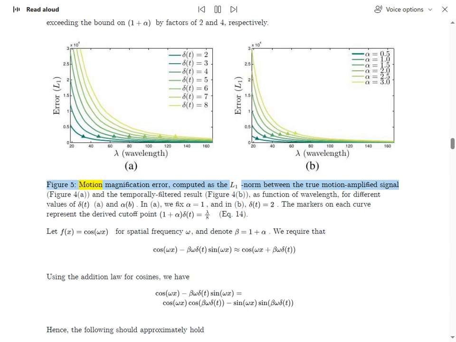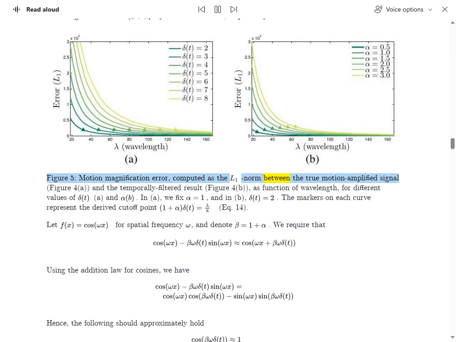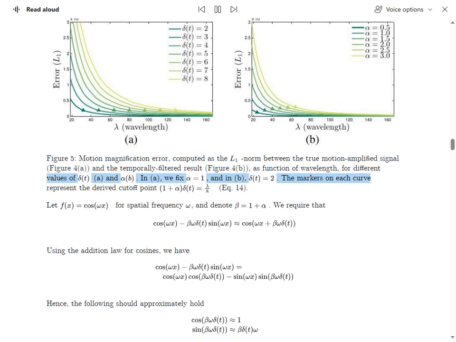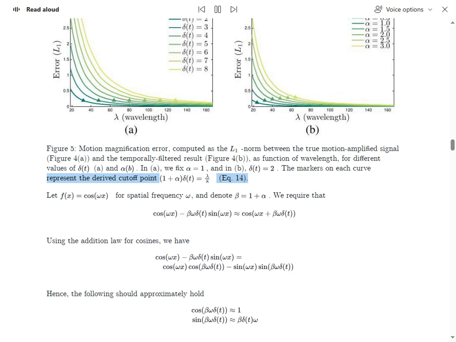Figure 5. Motion magnification error, computed as the L1 norm between the true motion amplified signal, figure 4a, and the temporally filtered result, figure 4b, as a function of wavelength for different values of delta t, a, and alpha, b. In A, we fix alpha equals 1, and in B, delta t equals 2. The markers on each curve represent the derived cutoff point, 1 plus alpha delta t equals lambda over 8, EQ 14.